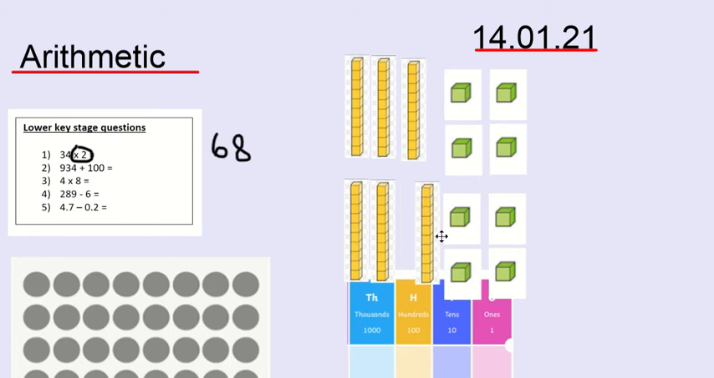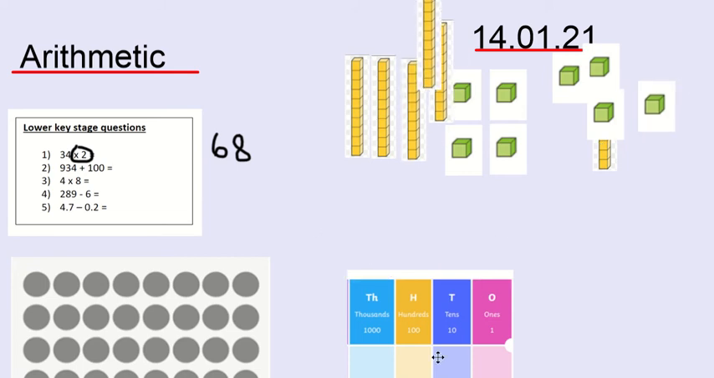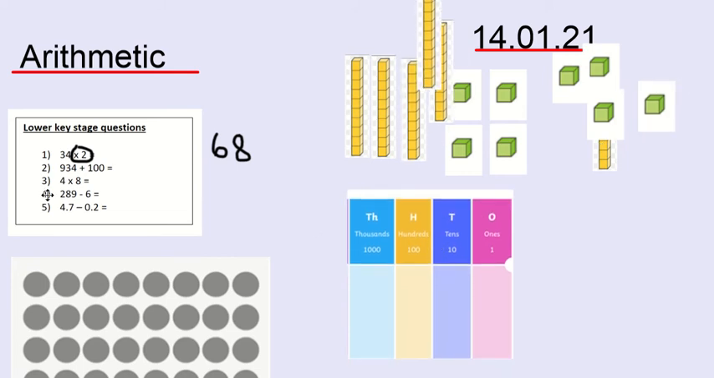Okay, I'm going to move those just out of the way so we can see my table for the next question. Okay, so question number 2. We've got 934 add 10. Sorry, add 100. Can't read today, Years 5 and 6.